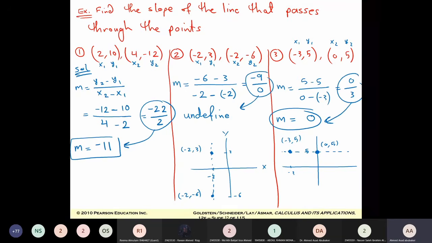Why is the second undefined? Undefined because we divide over 0.